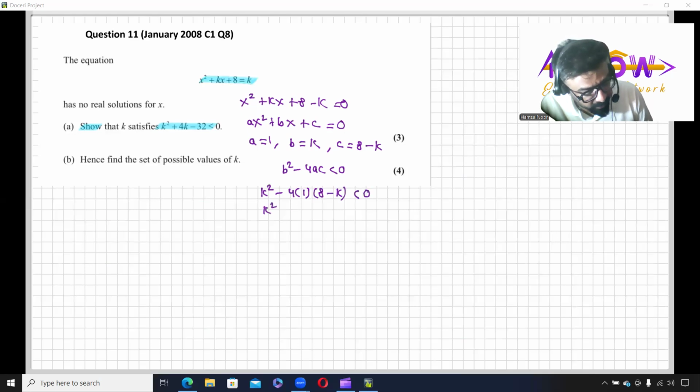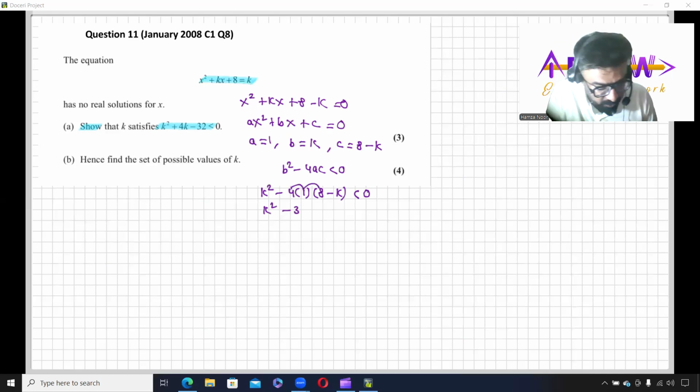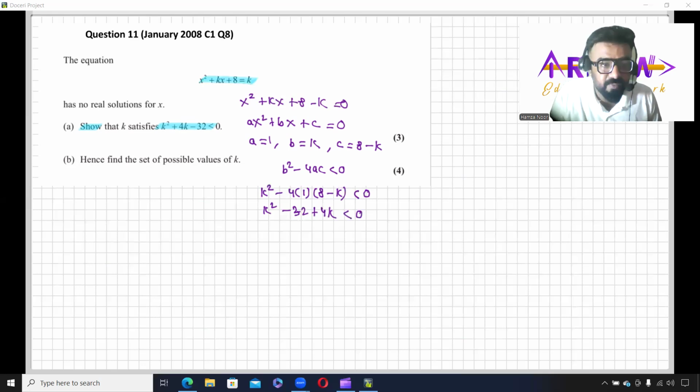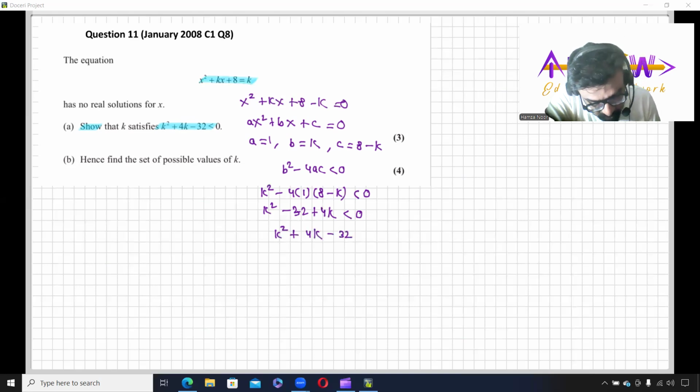So k square minus 4 times 1 times 8, so k square minus 32, and then plus 4k, meaning minus 4 into 1 into minus k. All right, and this whole thing is less than 0. Therefore, we have shown the quadratic inequality in terms of k as per the requirement of part A: k square plus 4k minus 32 is less than 0.